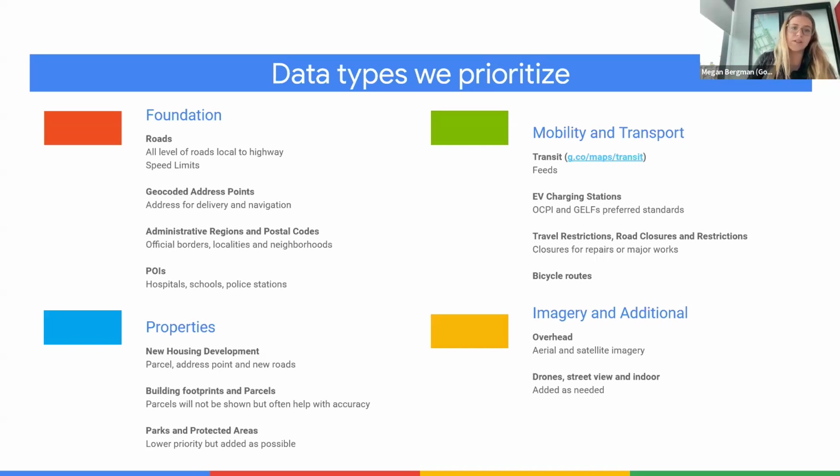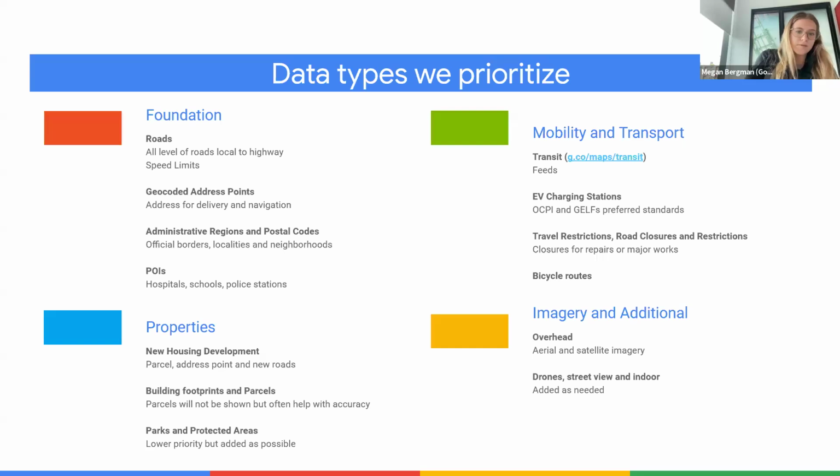For geocoded address points, this would be what we think of historically as just address points, and sharing that data with us so that when you're searching in Google search, it can route you to the explicit address you're trying to go to. The administrative areas and postal codes, so these are more of the political type boundaries that may not be as easy to see within aerial imagery, the natural borders of things. And so getting polygon data for this is really helpful for us to make sure that we have that all correct. And then POIs, so this is points of interest or businesses, hospitals, schools, police stations, really anything that people are searching for and want to go to. That's what we're looking for there.